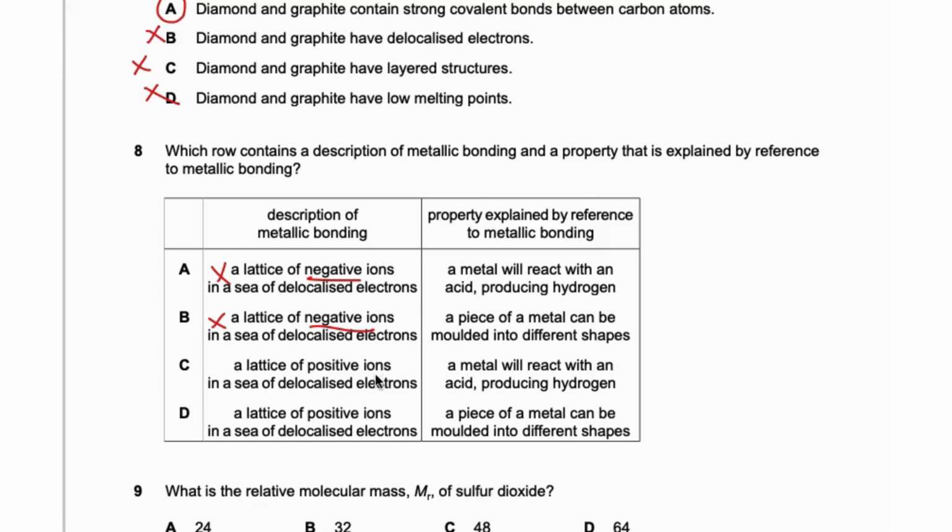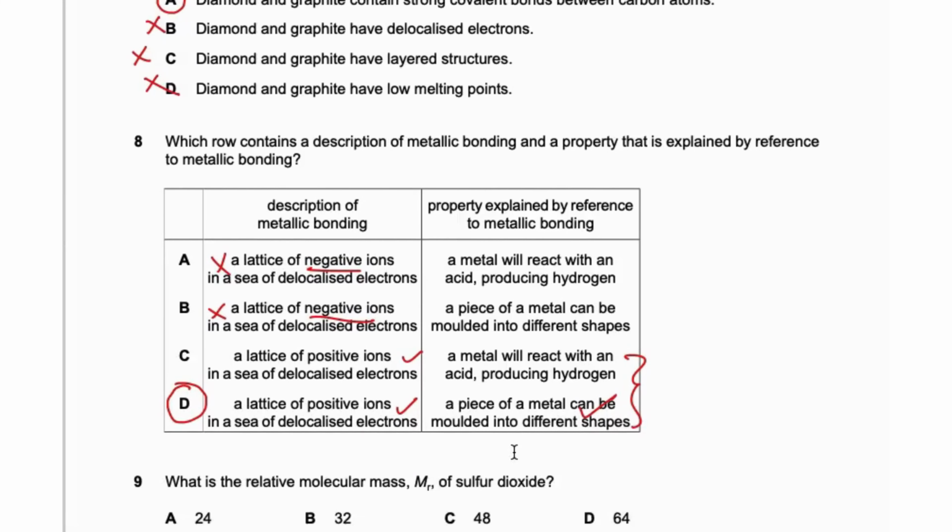A lattice of positive ions in a sea of delocalized electrons is right. Both are right, so we should find the right answer from here. The metal will react with an acid producing hydrogen. All the metals do not react, like copper does not displace hydrogen from dilute hydrochloric acid. A piece of metal can be molded into different shapes. It is right. So the right answer is D.